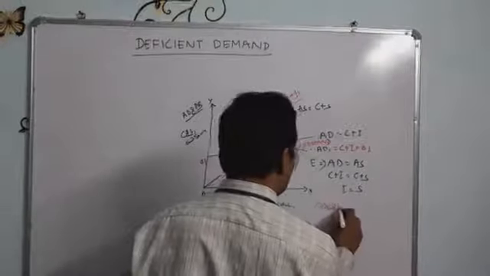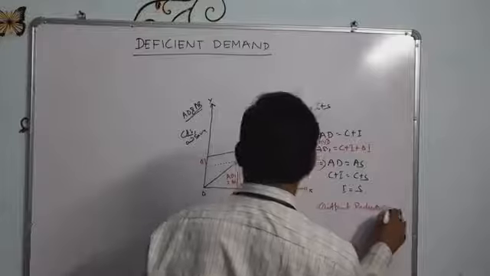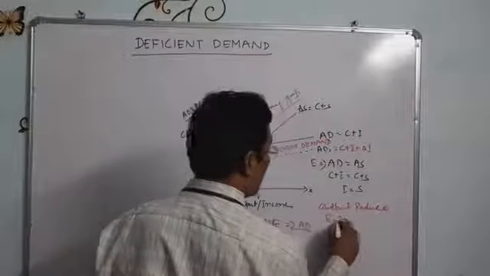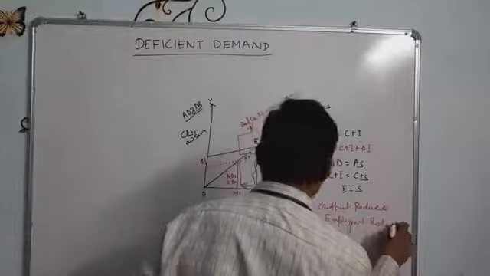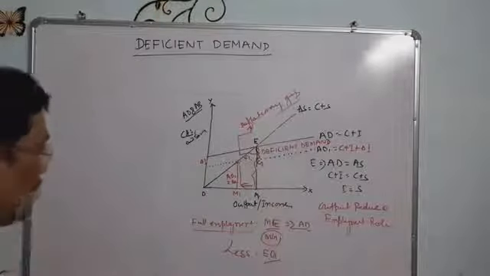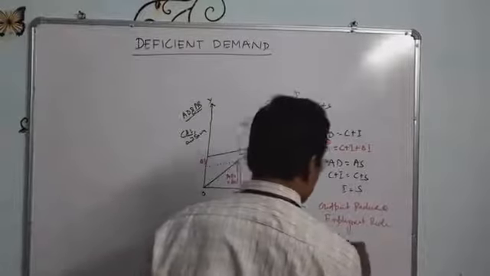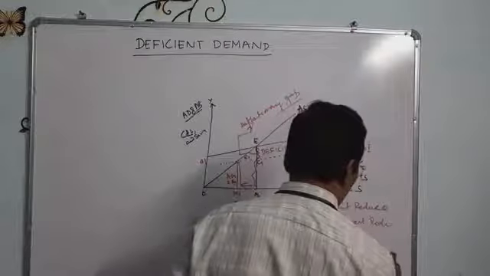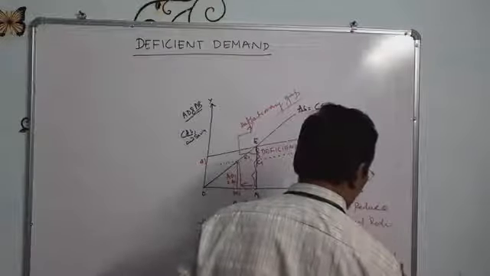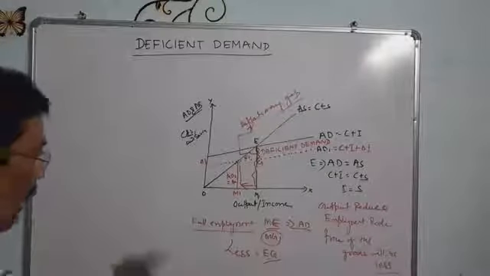Output has to reduce. Employment has to reduce. It means people's demand is less, so the price of the goods will be less. These are the effects.